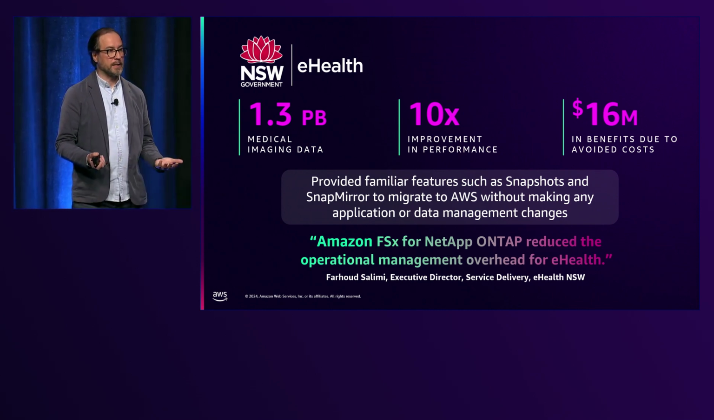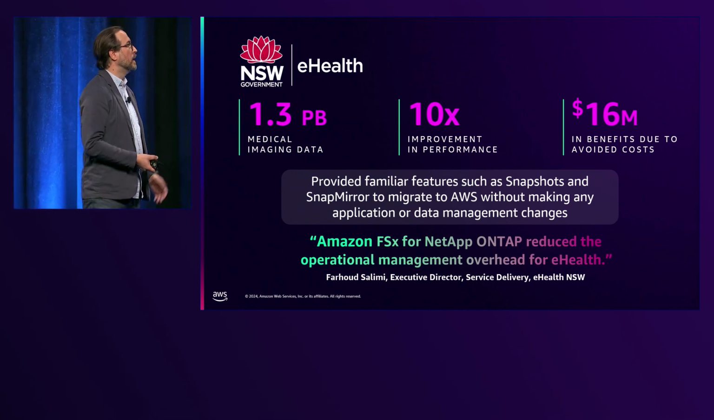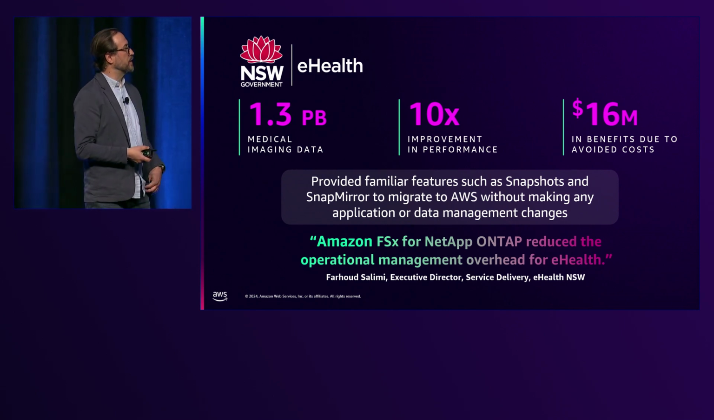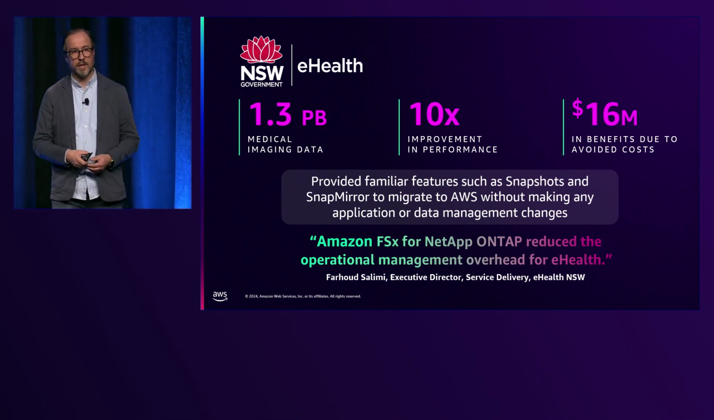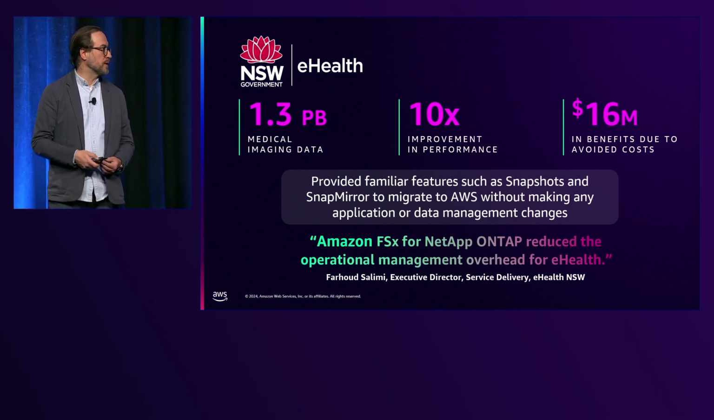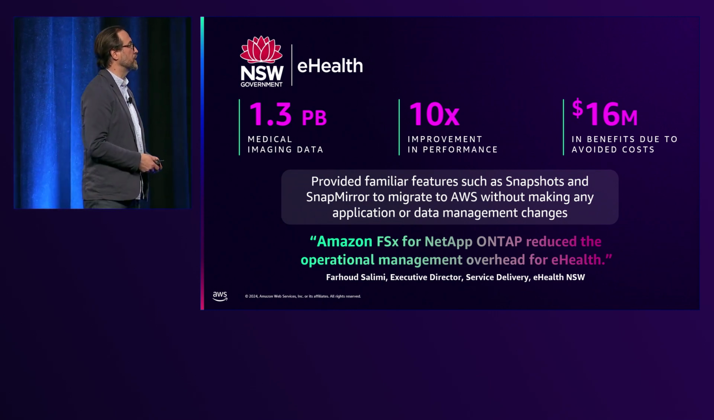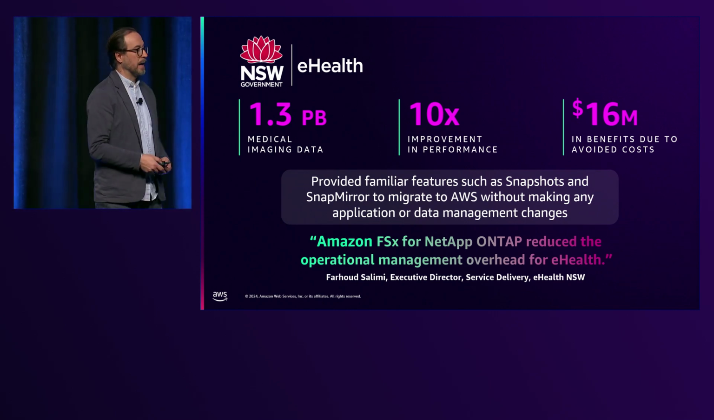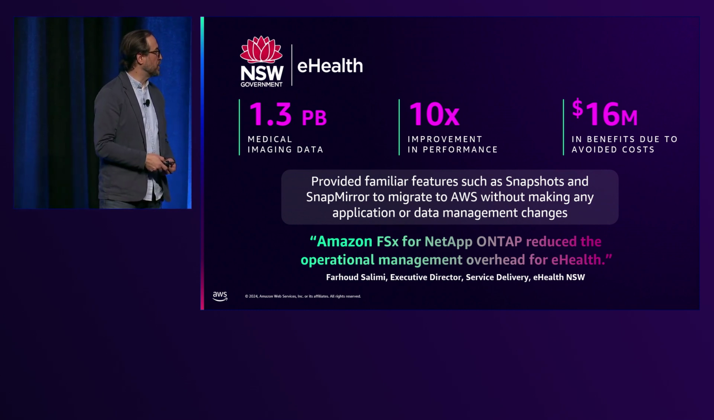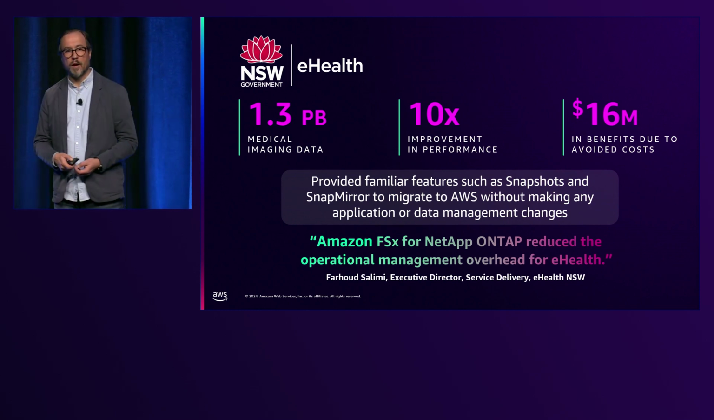They also saw a 10x in performance compared to what they've been doing, and $16 million overall in benefits due to avoided cost across everything, across the application benefits and the benefits of using FSx. So they loved that it provided the same familiar features such as snapshots and SnapMirror. They didn't have to make any application or data management changes, and it reduced their overall operational burden.